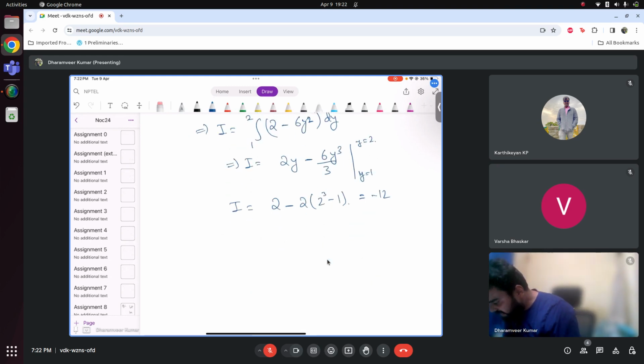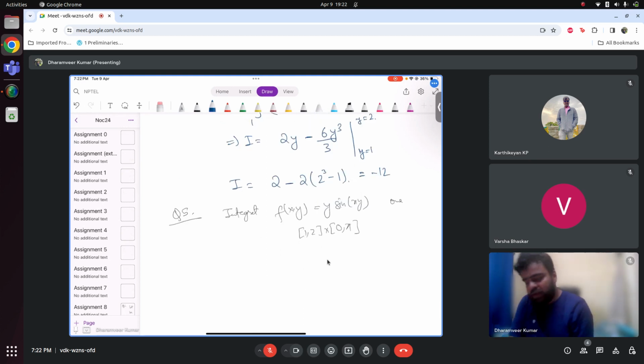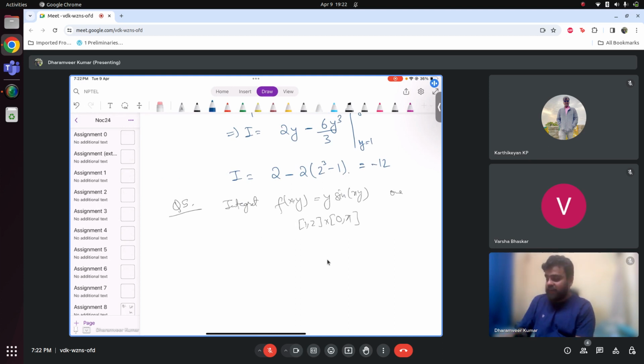Simple, right? Question number 5. Similar question. Integrate y sin xy over the region. Now over here earlier there was not an issue, right? Both were polynomials, you can easily integrate. Over here you have to choose. With y it's harder to integrate, y sin y, but with x it's easier to integrate.